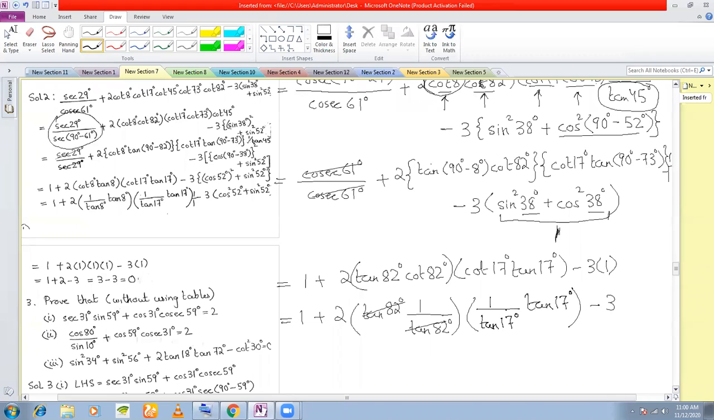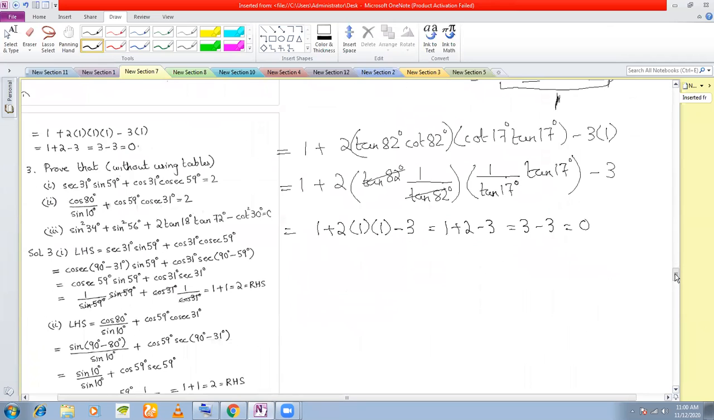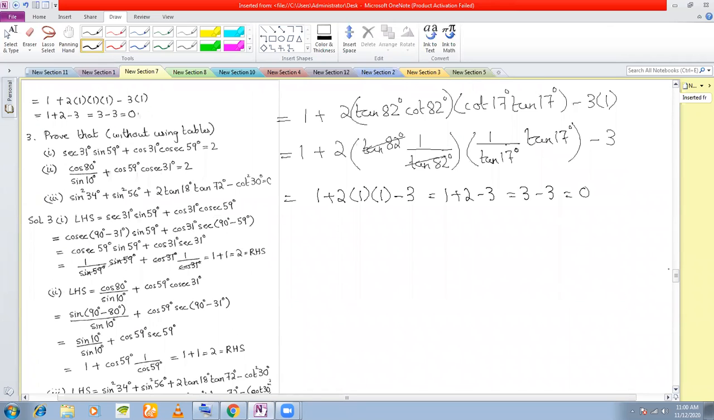Minus 3. Okay, so what happens? This becomes 1 plus, this is 1, and this is 1 minus 3. So this becomes 1 plus 2 minus 3, which is equal to 3 minus 3, which is equal to 0. That is the value. Clear with this or any questions? If you can do this problem, you can do most of the other problems. So let's see the other problems.